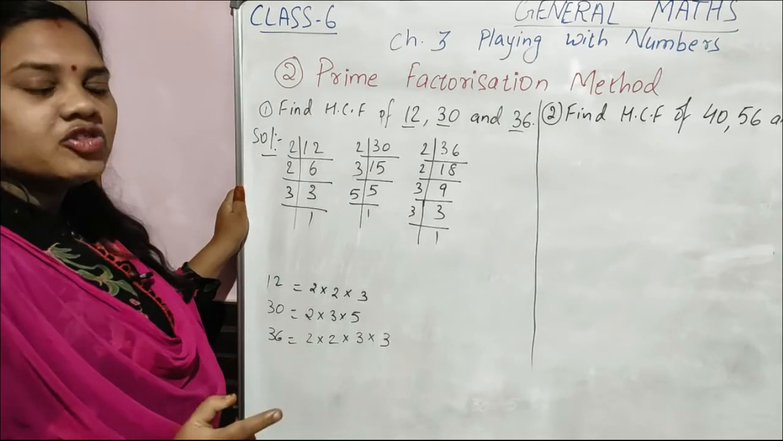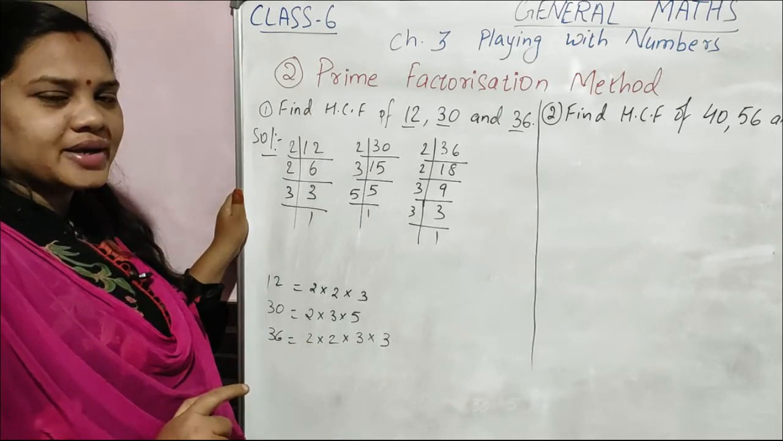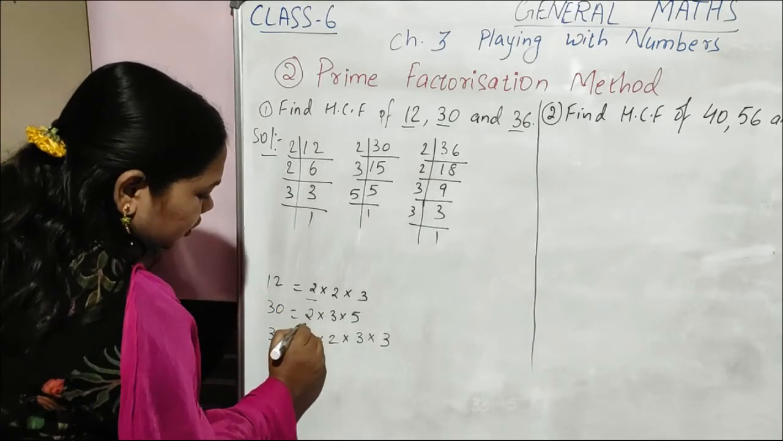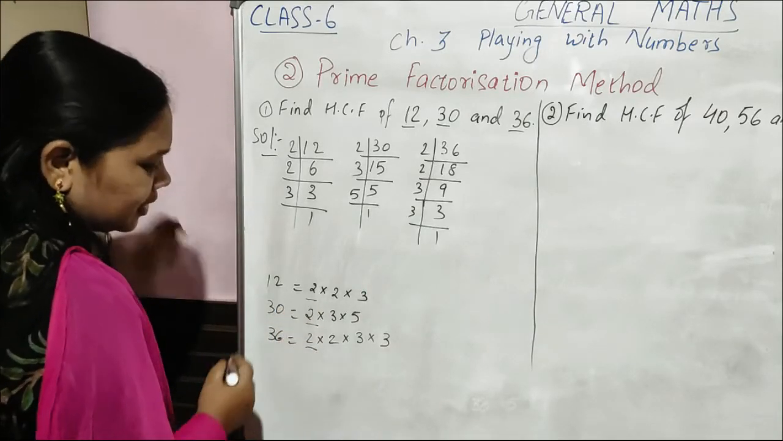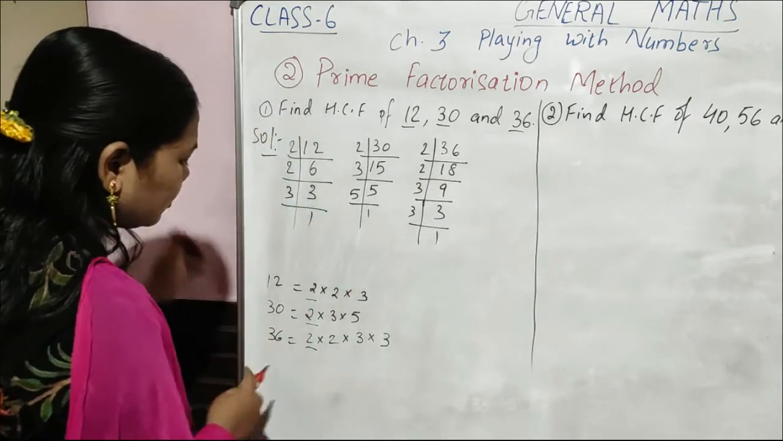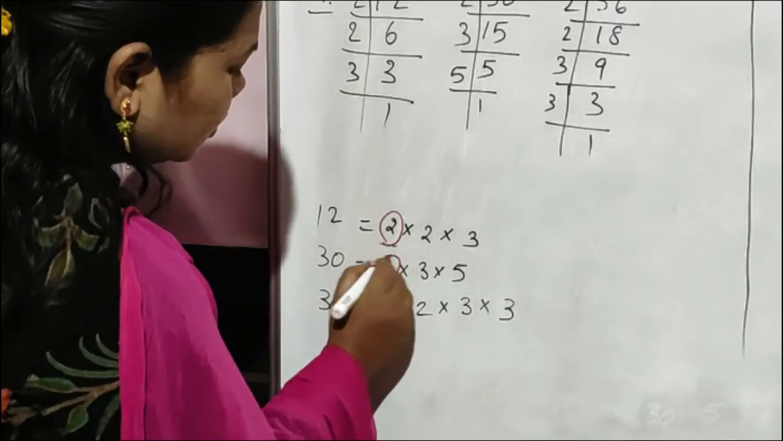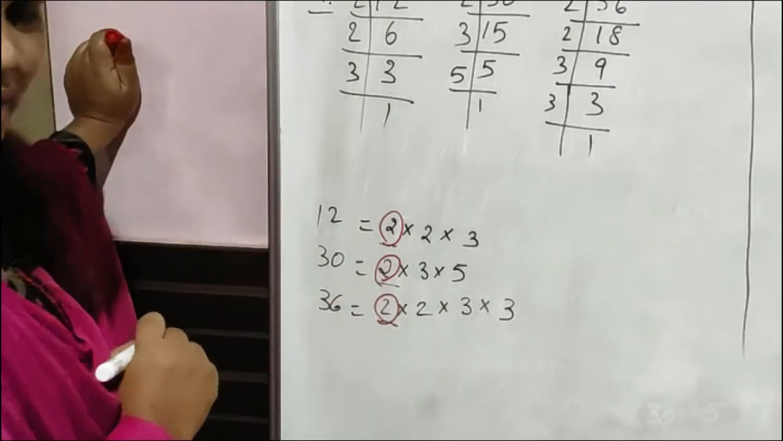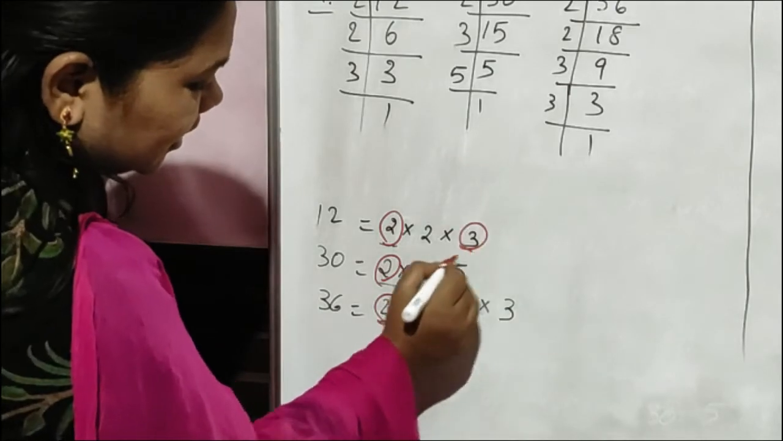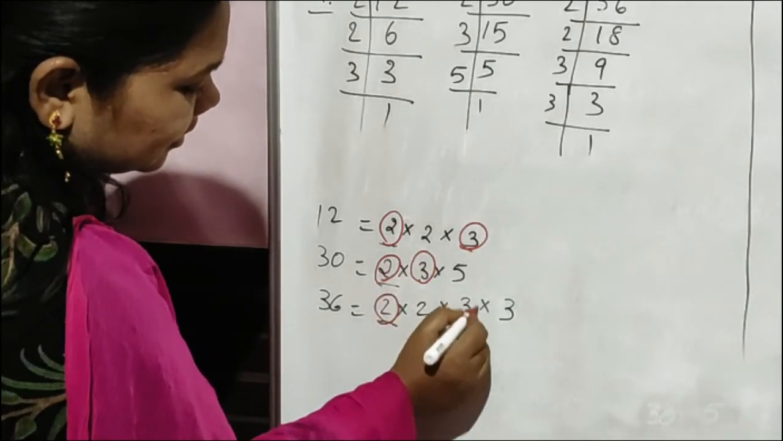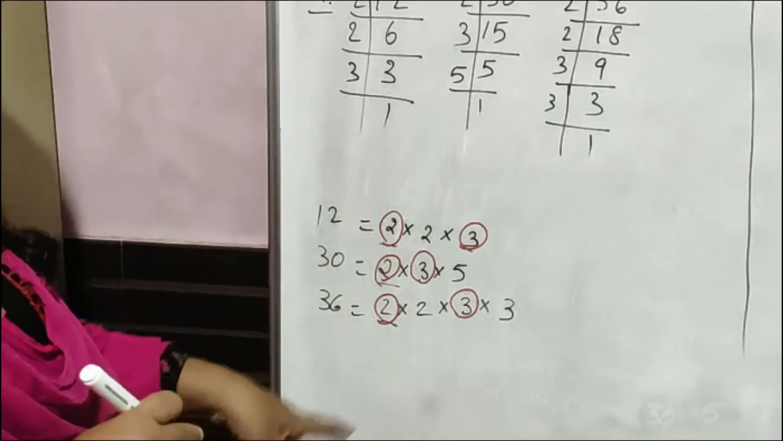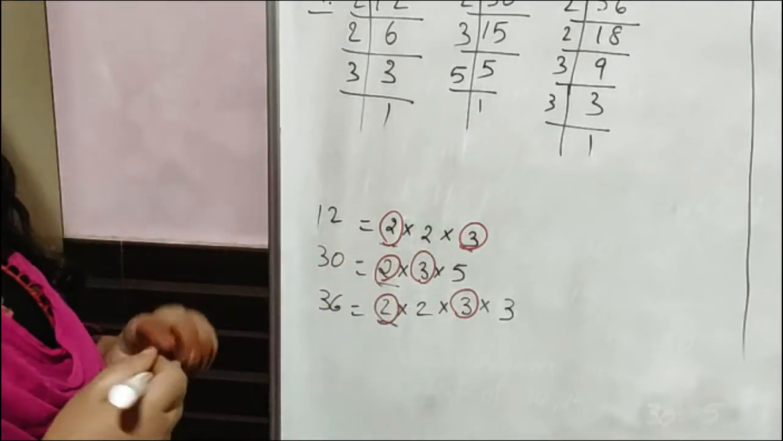Second step, we had to see all the common factors. Okay, so what are the common? 2, 2 is common. I'll mark it with the red pen. Again anything is common? Yes, 3. Is it no children? 2 is common to all and 3 also common to all.